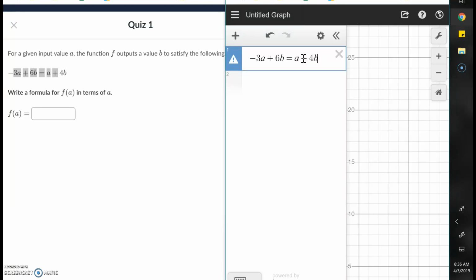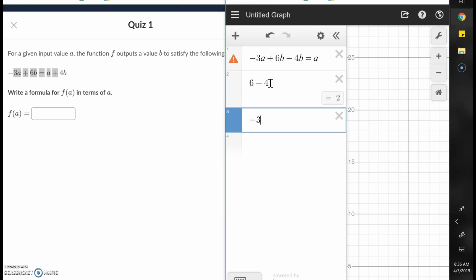So the first step here is I want to get the B's on the same side. So I'm going to go ahead and subtract 4B from that side, and I'm going to subtract 4B from this side. On this side, -4B and 4B eliminate. They're gone. And 6 minus 4B is 2. So I got -3A plus 2B equals A.